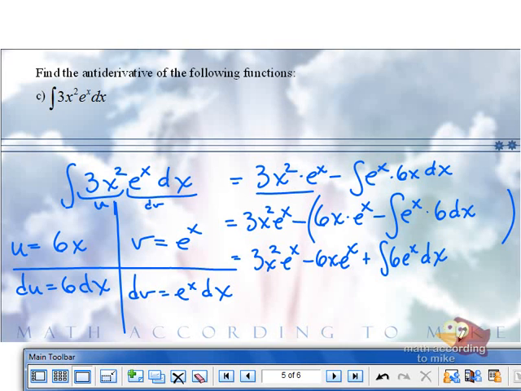And what is the antiderivative of 6 e to the x? Six e to the x plus c.